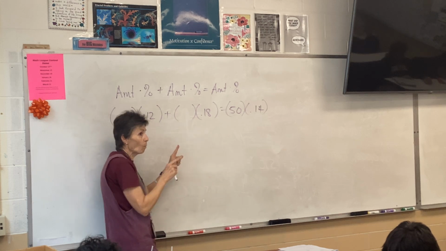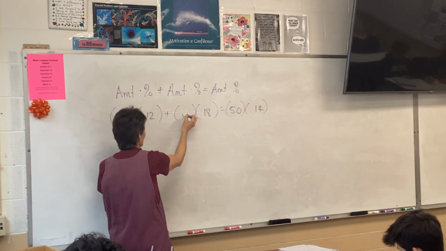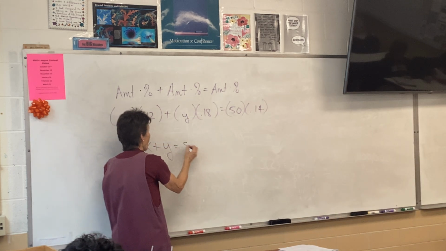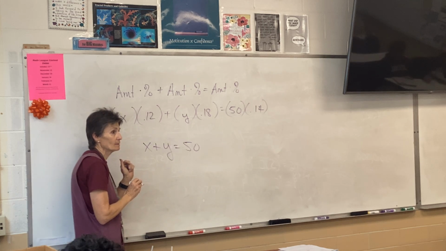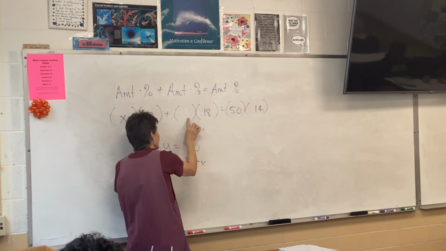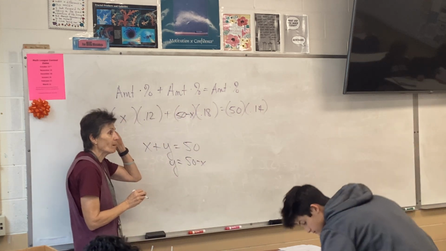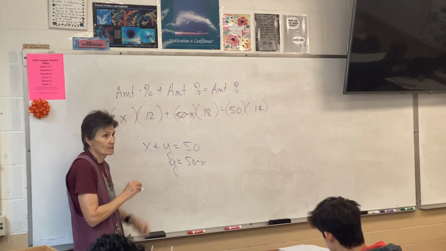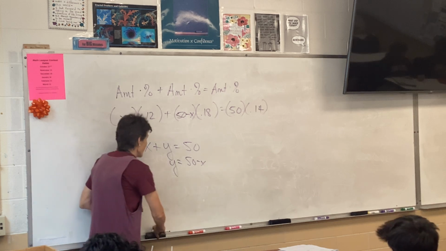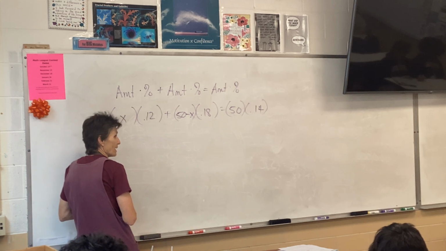Now I can call the other one Y, but I can't solve it with Y. But if I call it Y for a minute, would you agree that X plus Y has to add up to 50? So Y is 50 minus X. So I'm going to put 50 minus X in there. Now my equation is solvable, because it's all X's. Everybody okay with that? Whatever you do, don't call them both X. They cannot both be X.